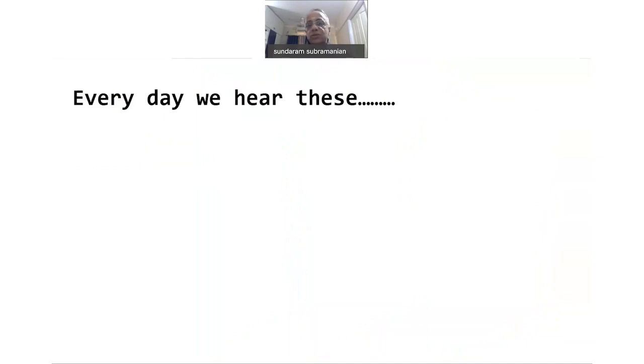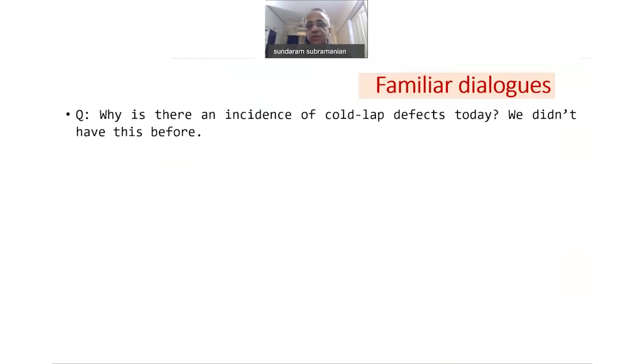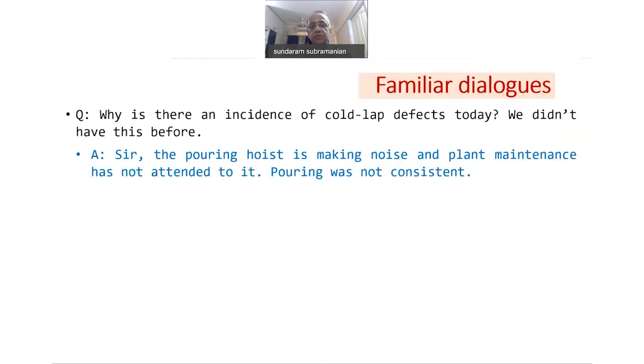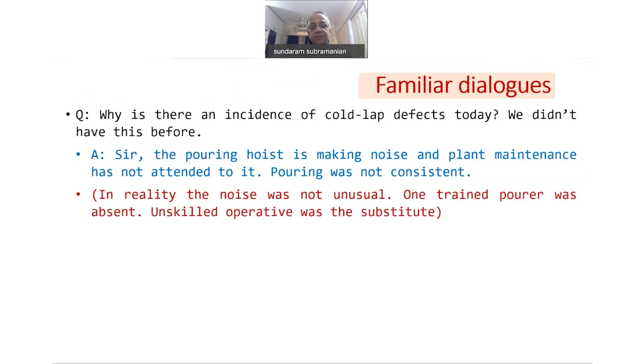Why is there an incident of cold lap defects we didn't have before? Sir, the pouring hoist is making noise and plant maintenance has not attended to it. Pouring was not consistent. But behind this, the noise was not unusual. One trained pourer was absent and an unskilled operative was the substitute. This is the reality.